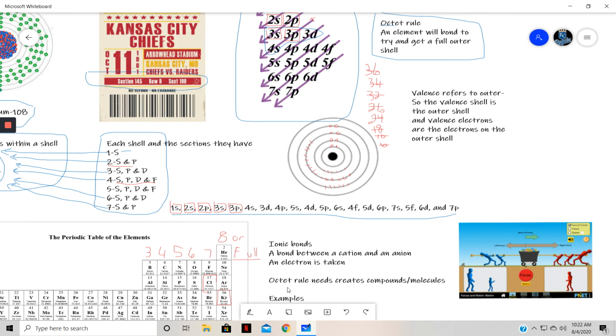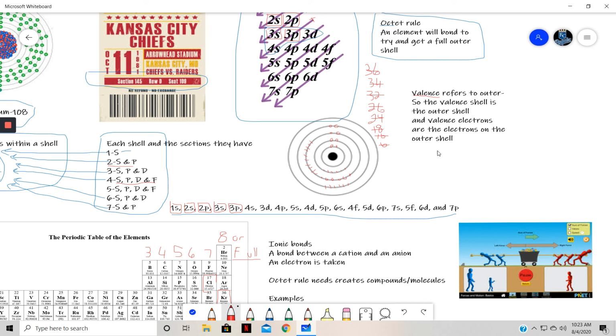So the word valence in a chemistry setting, if you were a home interior decorator, the word valence means a whole different thing. But in a chemistry setting, valence simply refers to the word outer. So the valence shell is the outer shell, or valence electrons are electrons on the outer shell. So that word valence simply refers to outer. So if I say, hey, draw the valence electrons for chlorine, you would draw the electrons on the outer shell.